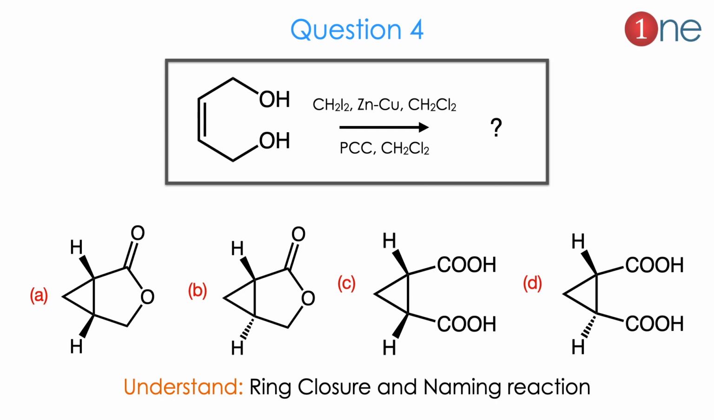Then question number 4. The starting material is a butane with one alkene and 2 OH groups. The alkene is in the cis form. Here using the reagent CH2I2, zinc copper couple and dichloromethane. Then you are using PCC and dichloromethane. Here they ask you to find the product. Definitely ring closure occurred here because 3 and 4 member ring formation is there and acidic groups are there. So you have to know ring closure occurs and one naming reaction is involved in this one.